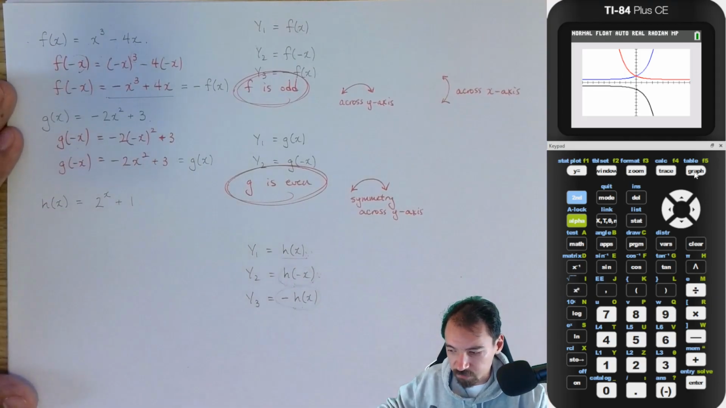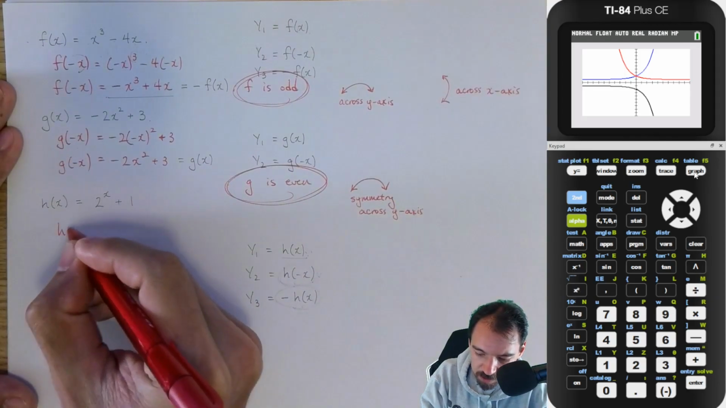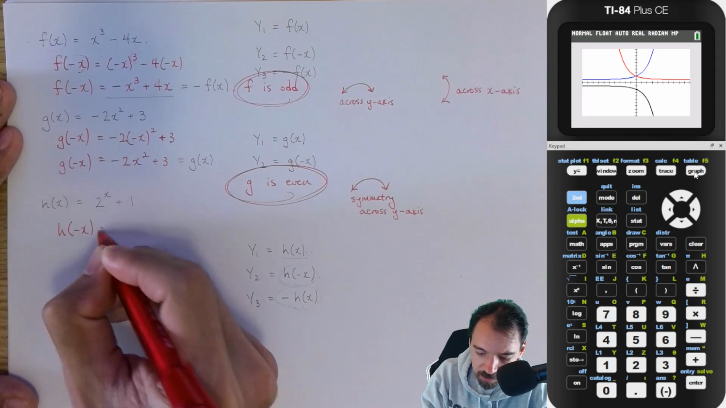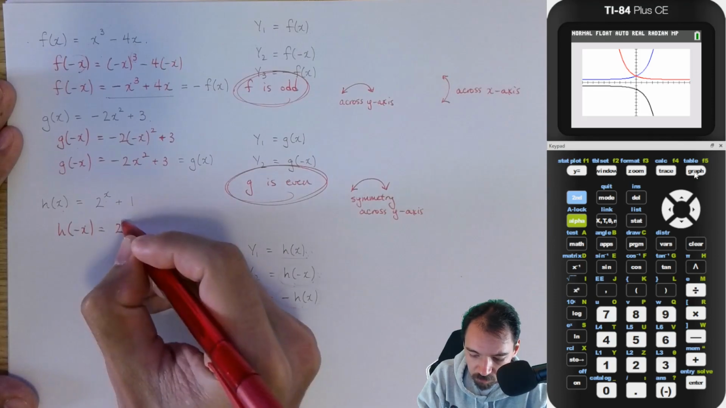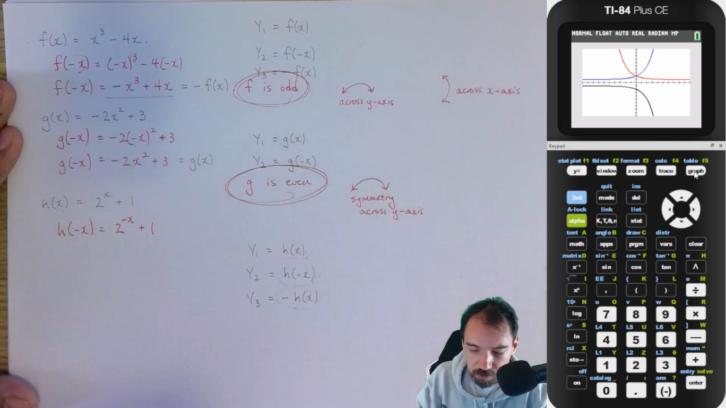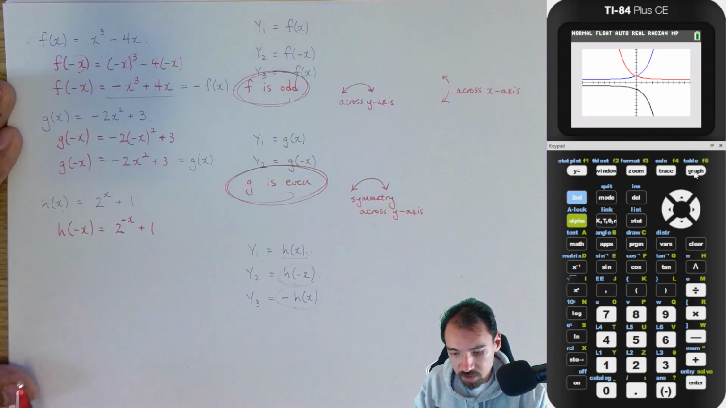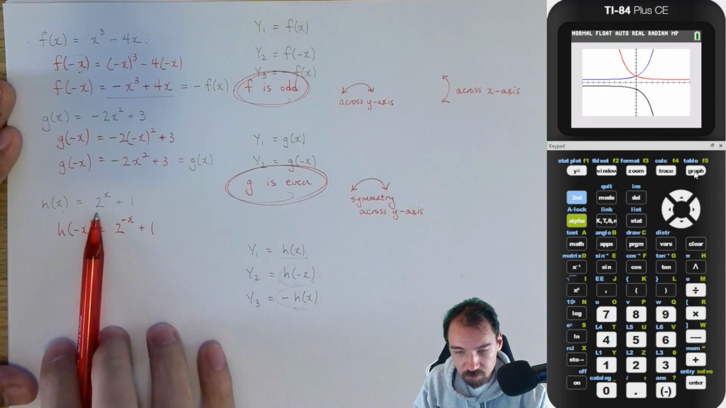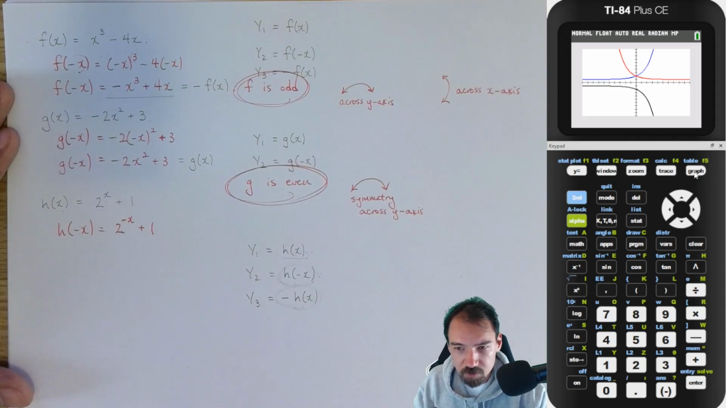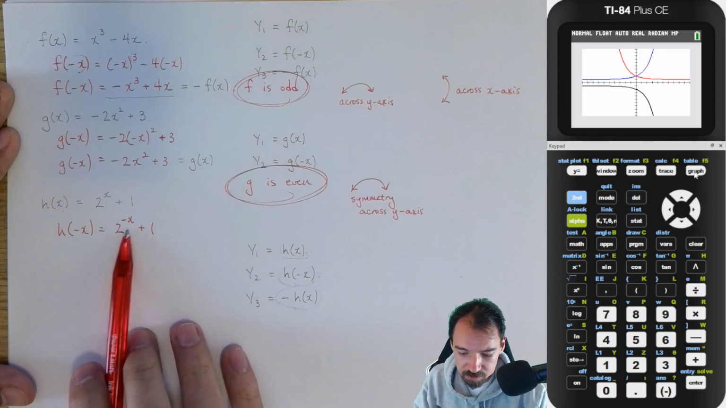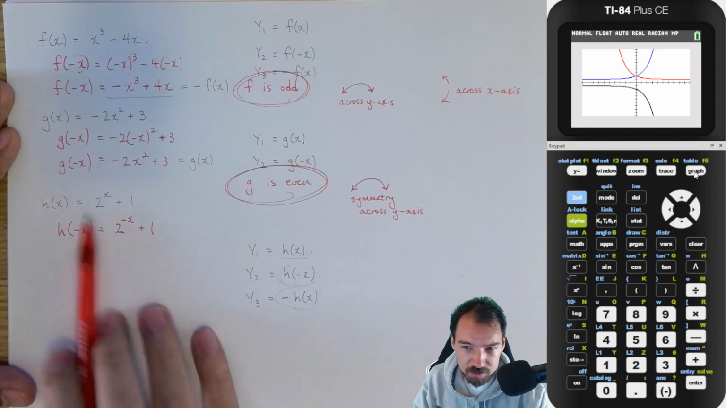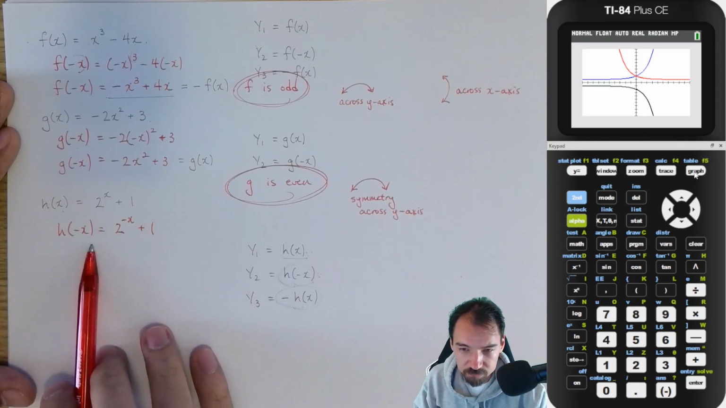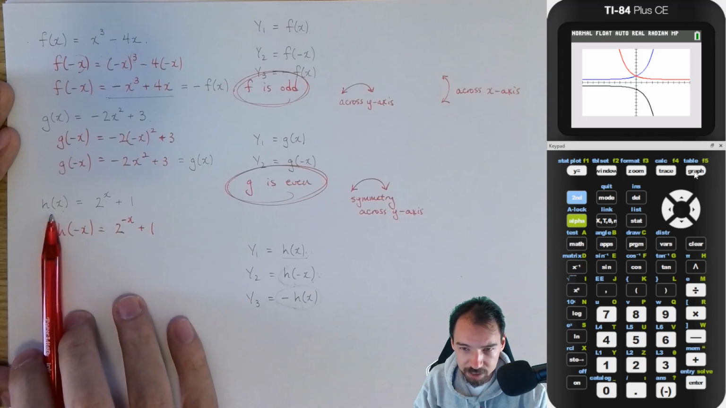Let's do the algebra just for fun, right? So we're going to say, okay, wait, what is h of negative x? So we're going to take this negative x, substitute in for all the x's. That's going to be 2 raised to the negative x plus 1. And the question is going to be, is this equal to the original? Well, you have to sort of think about exponent rules when you do this, but there's no rule that says 2 to the negative x is the same thing as 2 to the x always. They're not the same. So h of negative x does not match h of x.